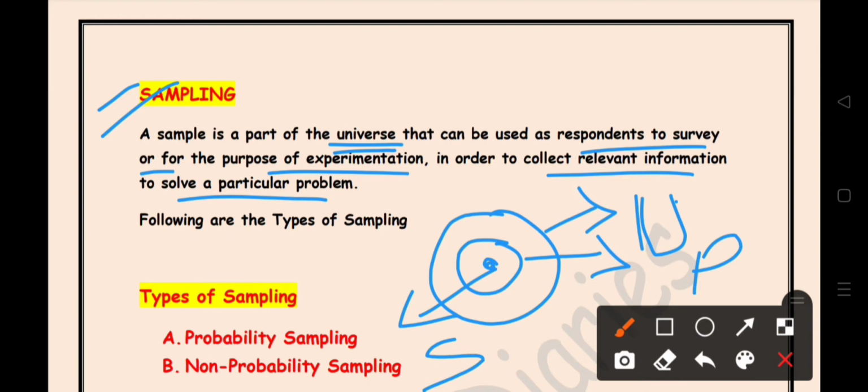So according to this diagram, what we are going to understand is that a sample is a part of the universe. This is the big circle, and in it comes the population, and from that population we take a small part, that particular small part on which we are going to do the experiment. Okay, so this was about sampling.